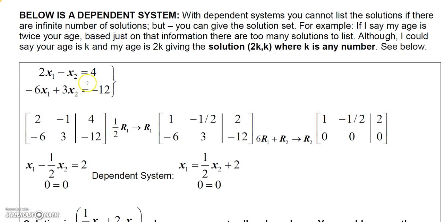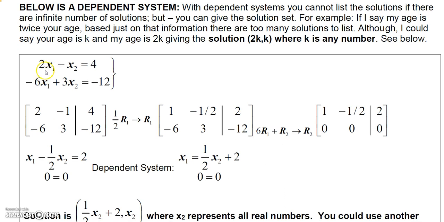Okay, I'll finish this up with a dependent system and an inconsistent system just to show you how to recognize those. So let's start with this example. I'm going to use x1 and x2 instead of x and y, but don't let that bother you. Just treat the x1 like you would x and the x2 like you would y. So the coefficients here are 2, negative 1, and the constant's 4. Your second equation, the coefficients are negative 6, 3, and the constant's negative 12.